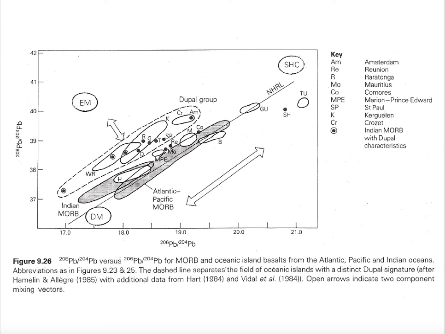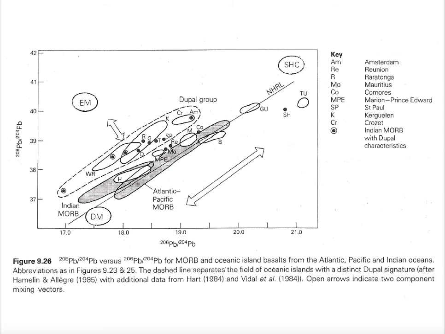Here again another diagram plotting 206 lead to 204 lead against 206 lead to 204 lead. And here again inside the depleted mantle, the enriched mantle, and the St. Helena component. And different dots, which are representative measurements from certain locations.